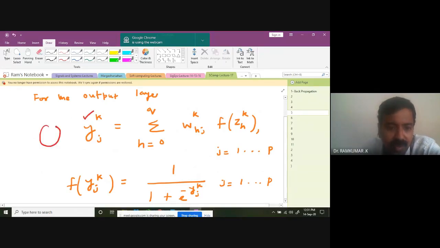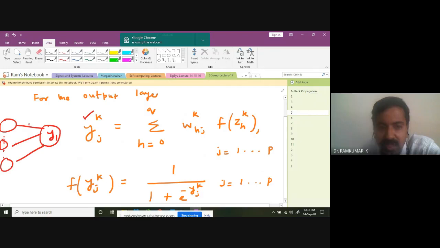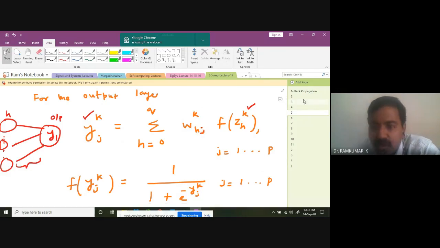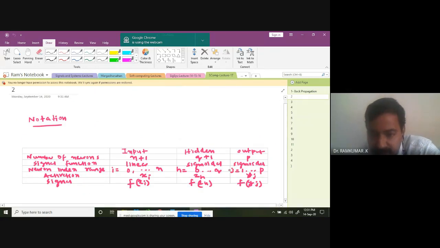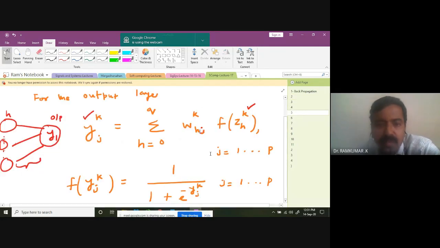Each node in the output layer receives input from the previous layer. This is Y1, for example. It receives input from all the hidden neurons, and for each one you have already computed the values. That's going to get multiplied with the corresponding weights, the weights connecting the hidden neuron with the output layer. That is given by WHJ. This J indicates the notation for the output layer. We already saw that, I hope you can recall. J is there for the output. J equal to 1 to P. There are P such neurons in the output. So that's what this indicates.